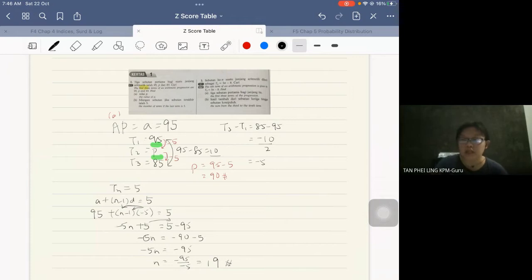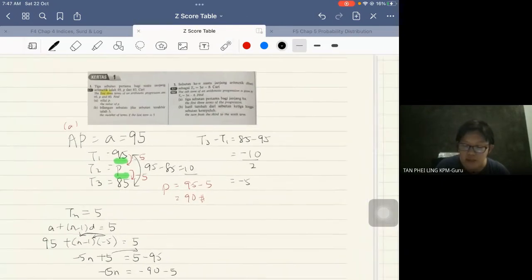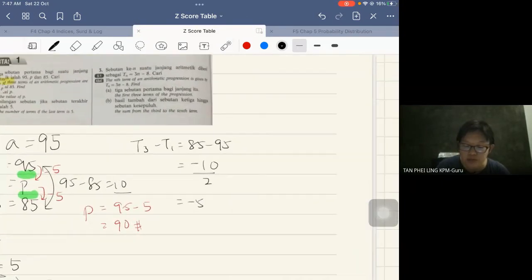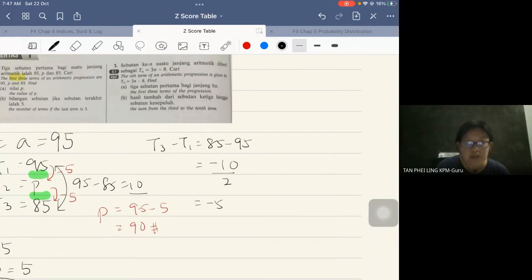Can follow and touch. Okay, now we move on to question number 3. When they give you their own terms, you will use that. So you can see question number 3 here. Let me use blue color for question number 3. It says that Tn equals 3n minus 8. This is already given. You will make use of this.